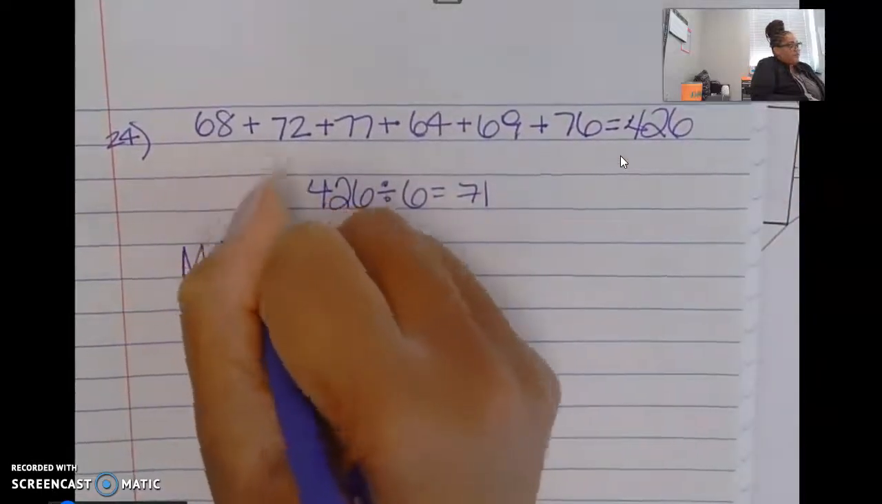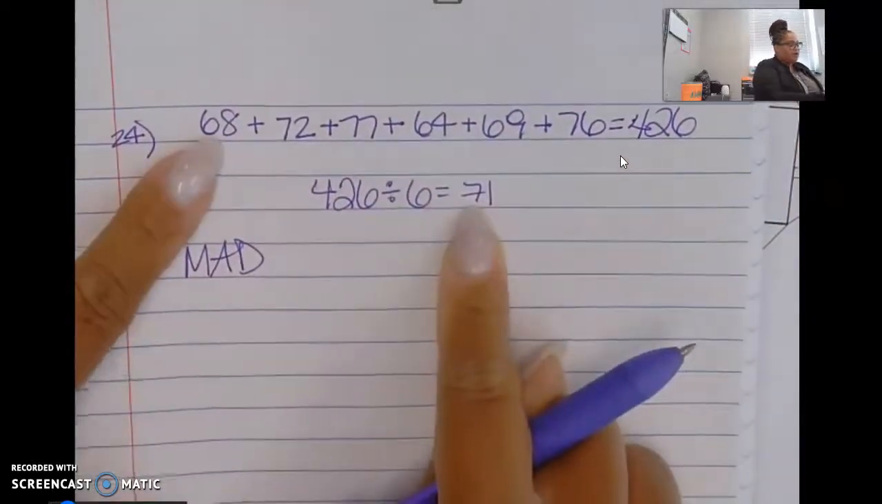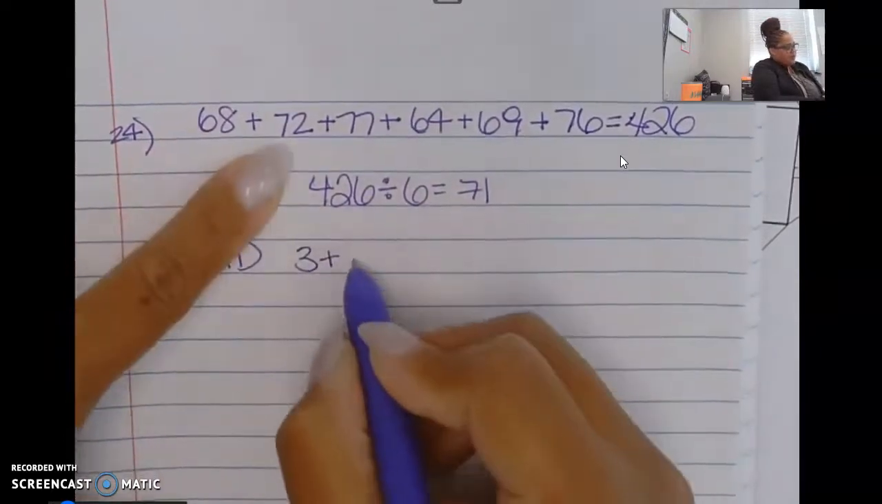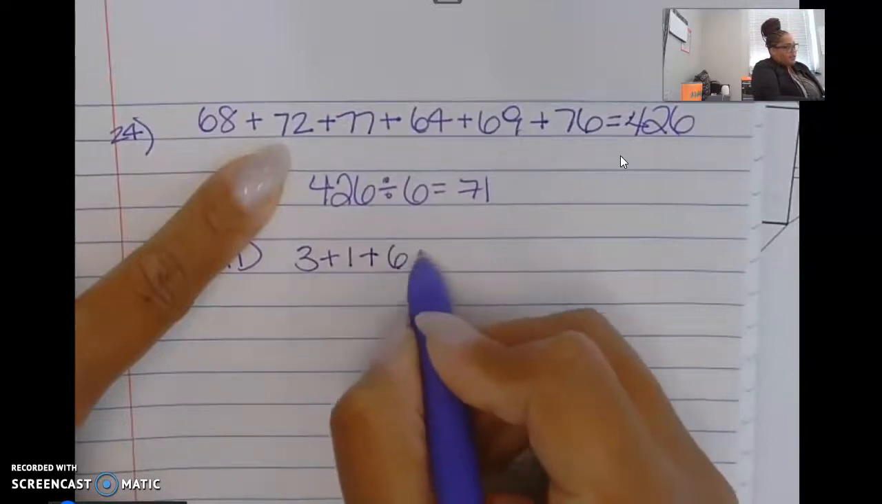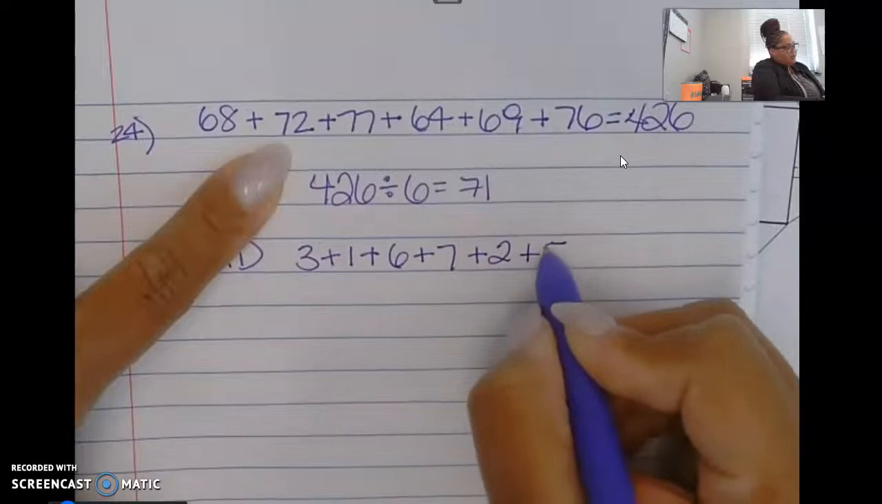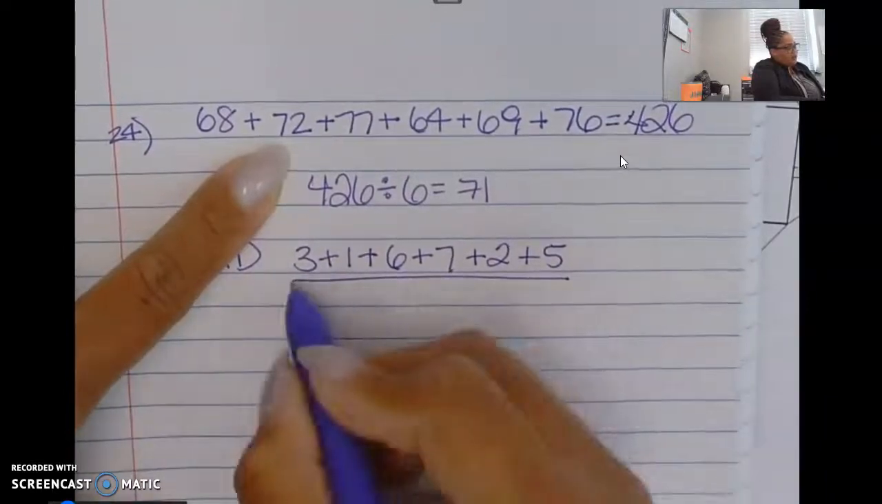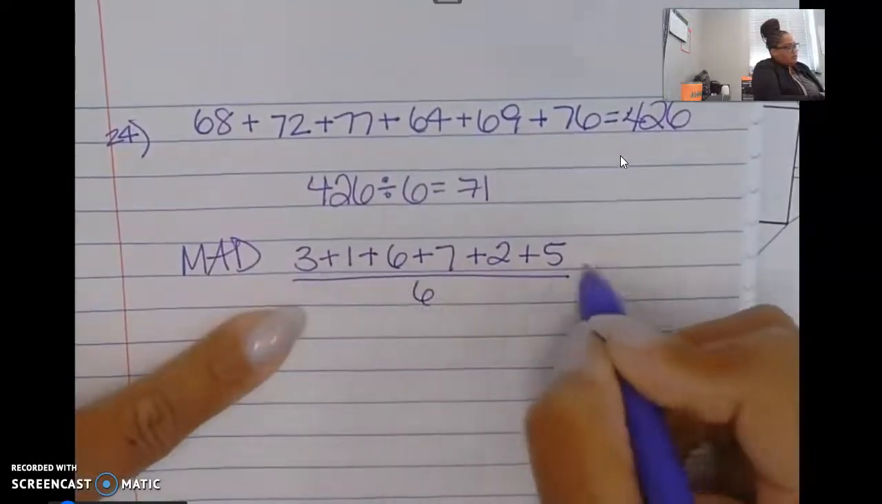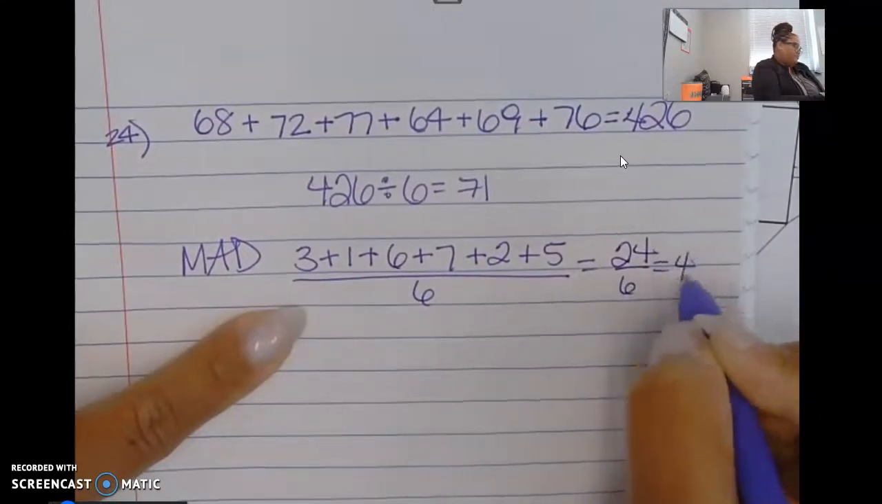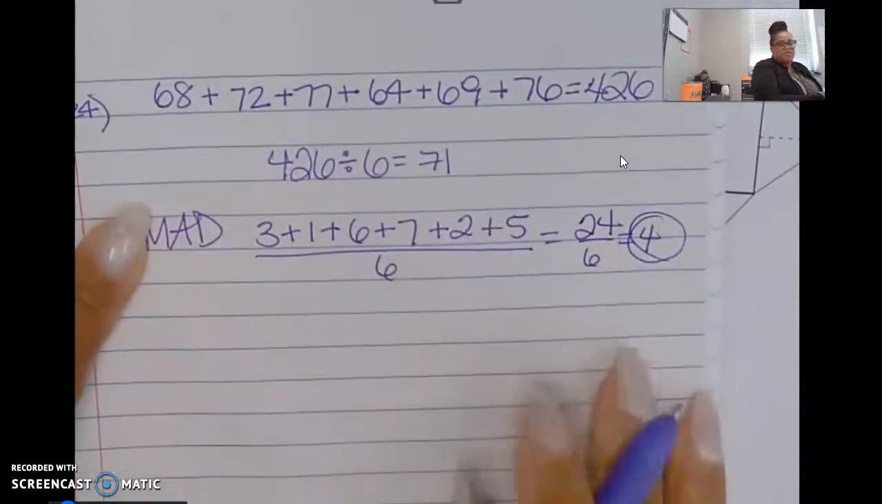So mean absolute deviation. The difference between 71 and 68 is 3, plus 1, plus 6, plus 7, plus 2, plus 5, which is all 24 over 6, which is 24 divided by 6 again. Yup. 4. Mean absolute deviation here is 4.